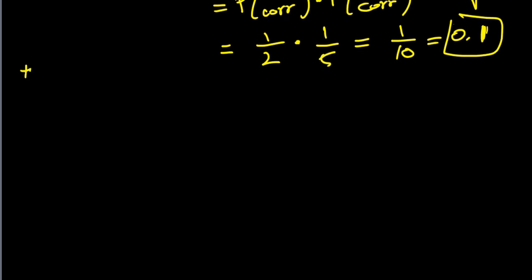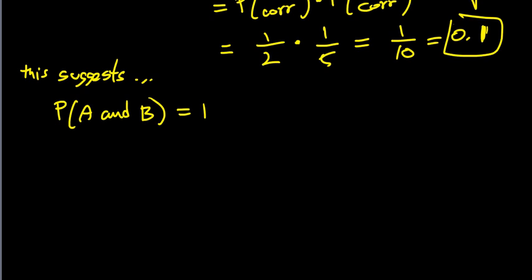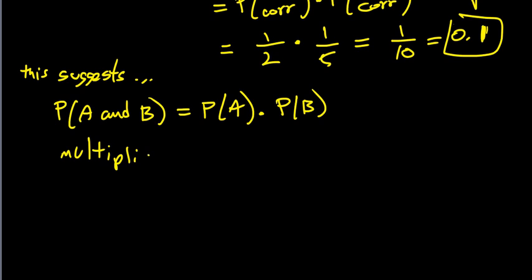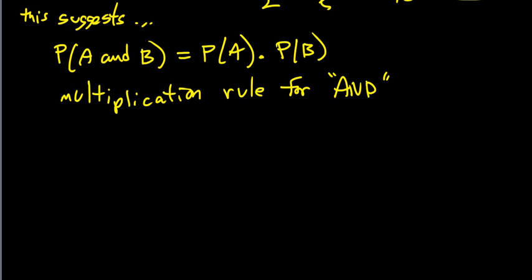This suggests a rule in general that the probability of A and B equals the probability of A times the probability of B. I call this the multiplication rule for AND type compound events.